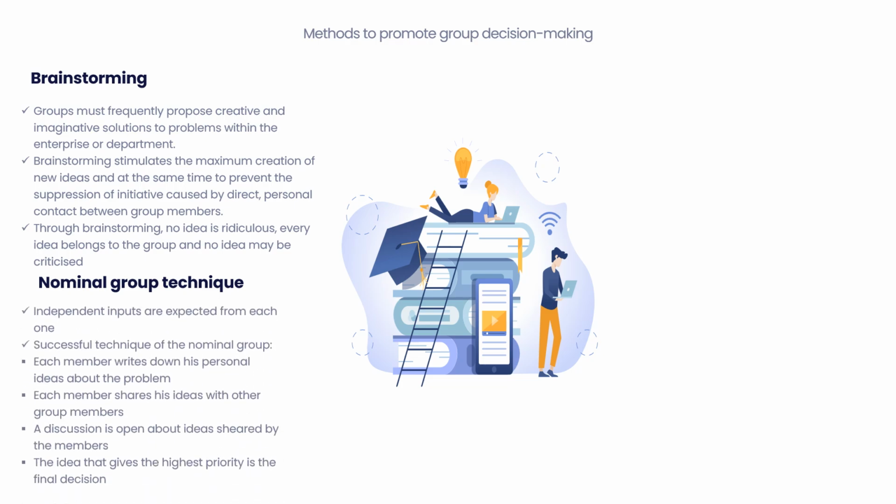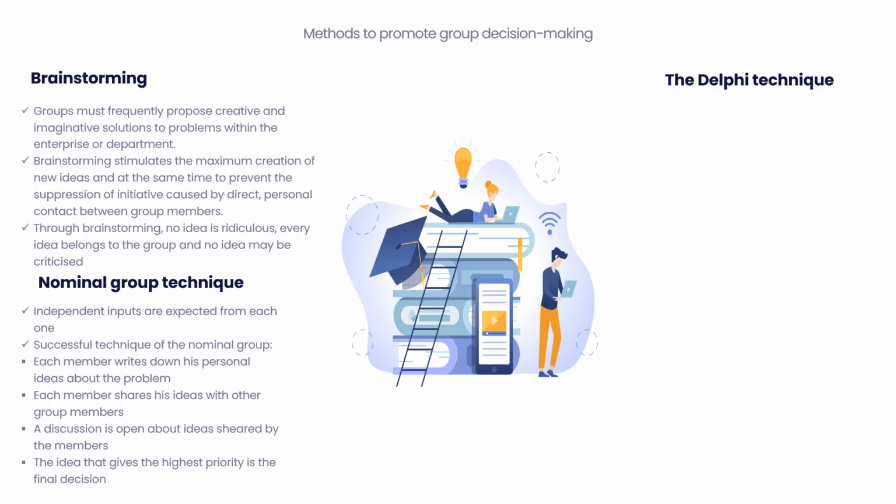Nominal group technique. Independent input is expected from each one. In a successful nominal group technique, each member writes down his personal idea about the problem. So each one must have time to think about the situation. Each member shares his idea with other group members. A decision is opened about the ideas shared by the members. The idea that gets the highest priority is the final decision.